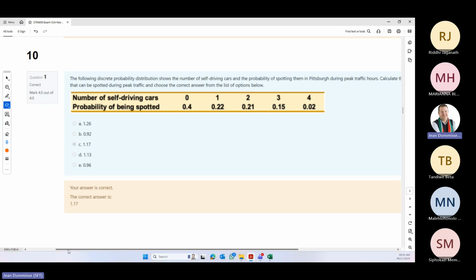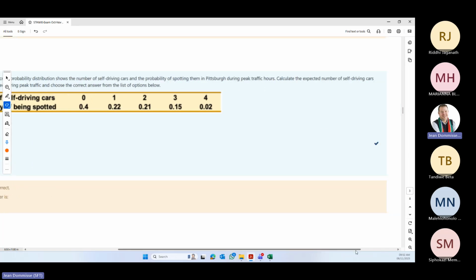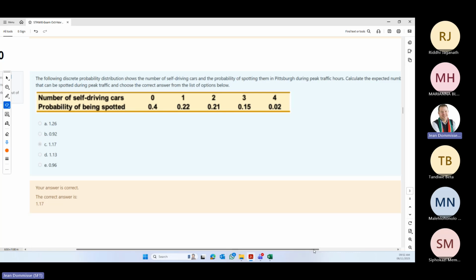Study unit 5, discrete probabilities. The following discrete probability distribution shows the number of self-driving cars and the probability of spotting them in Pittsburgh during peak traffic hours. Calculate the expected number of self-driving cars that can be spotted during peak traffic and choose the correct answer. Expected number is basically the sum of these that we multiply.